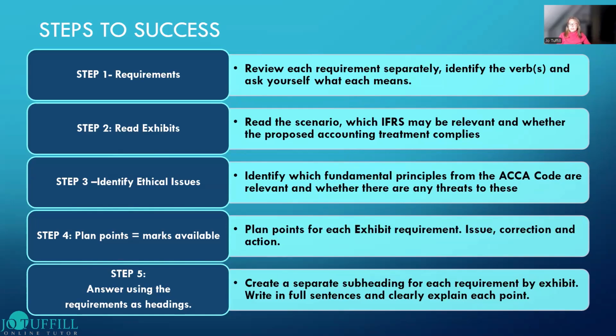So you need to identify for each of them the issue, the correction, and the action, the financial reporting ones and the ethical ones. And then step 5 is create a separate subheading for each requirement by exhibit probably, and you must write in full sentences clearly explaining each point. You would use the requirements as headings, but you would also have some subheadings in there for each issue.